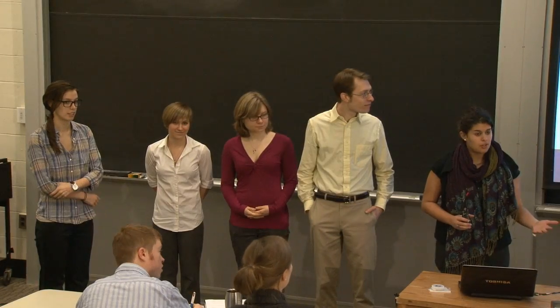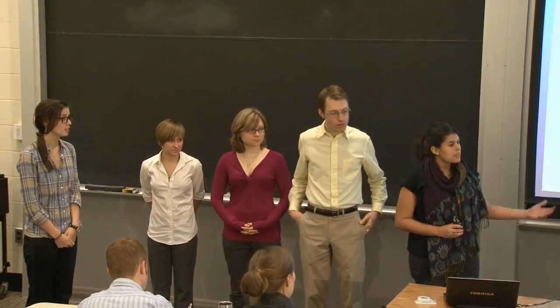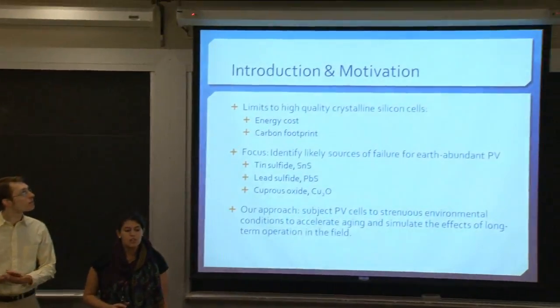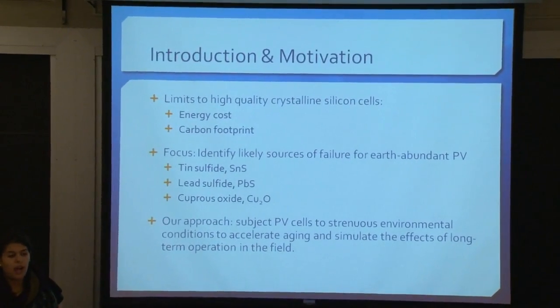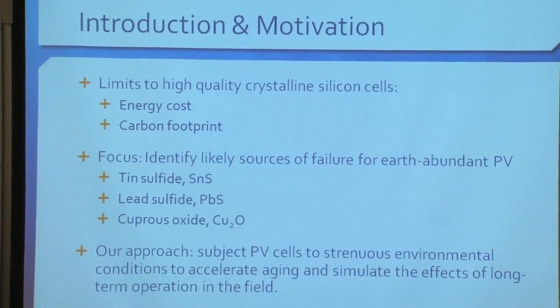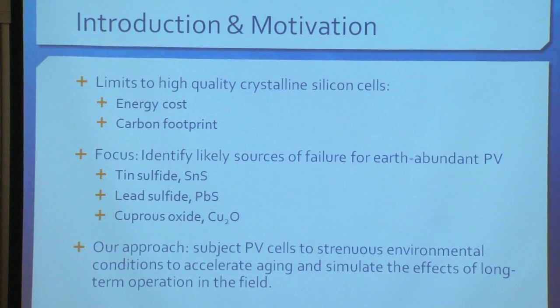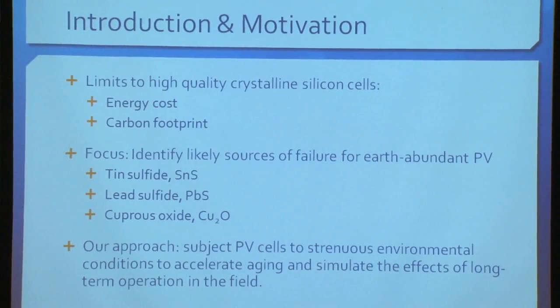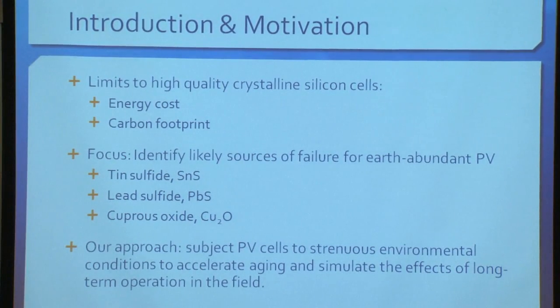We would like to present to you PV nextgen, Earth Abundant Materials. The reason we're doing this project is because there are current limits to the high quality crystalline silicon cells that we're producing. There's too high of an energy cost and too high of a carbon footprint. So we decided to identify likely sources of failure for Earth Abundant PV. We focused on tin sulfide, lead sulfide, and cuprous oxide. We took the approach of subjecting these PV cells to a climate chamber to simulate accelerated aging and the effects of long-term operation out in the field.